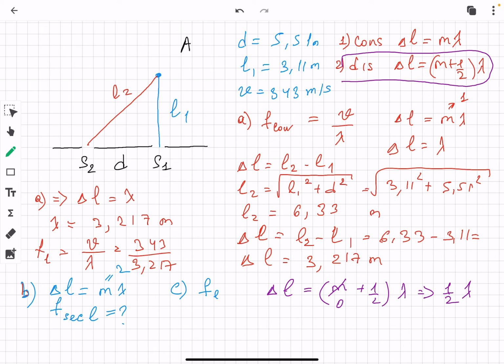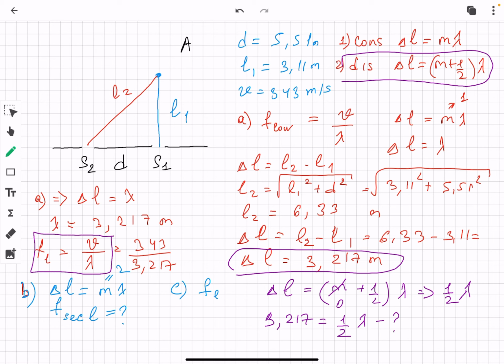Delta L is always there, so you don't need to recalculate again and again. Sorry, not this one. Delta L is here, so 3.217 is equal to 1/2 lambda. From there you find lambda. Once you find lambda, you use this equation: frequency is equal to V over lambda.